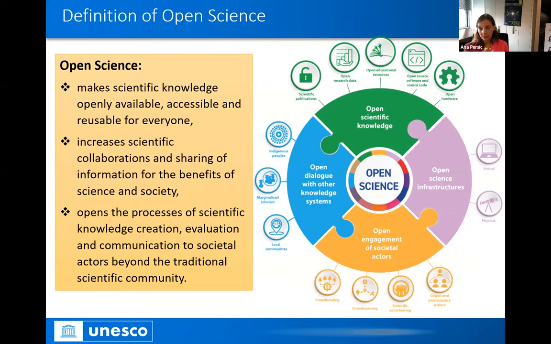We have identified in the recommendation, again thanks to the inputs from different actors and different regions, 4 main pillars: open scientific knowledge, with open access, open research data, open educational resources, software and hardware. Then open science infrastructures, both physical and digital. Open engagement of societal actors through participatory science, voluntary science or scientific volunteering, citizen science, crowdsourcing, crowdfunding, and other engagement mechanisms. And then open dialogue with other knowledge systems.